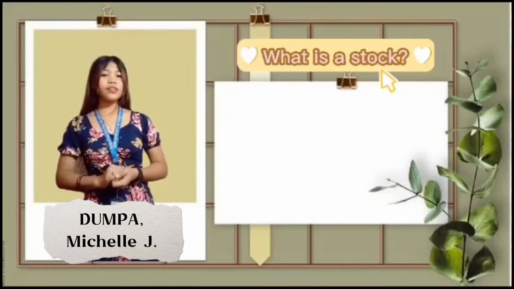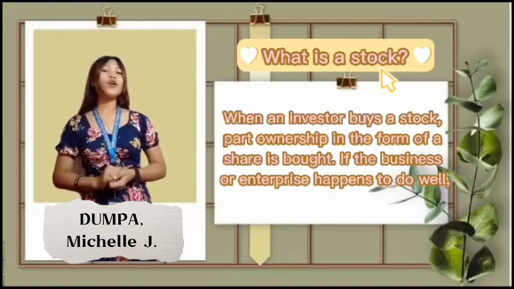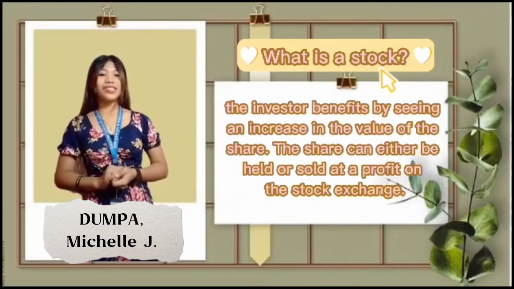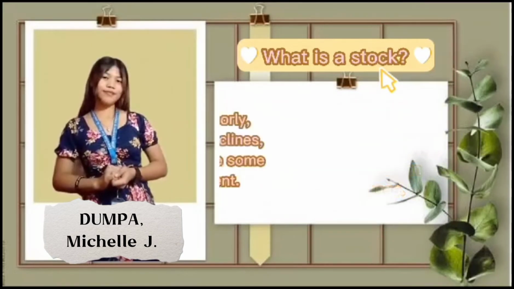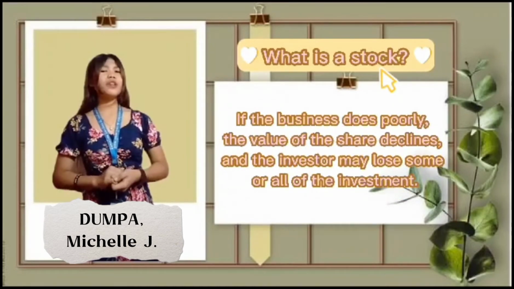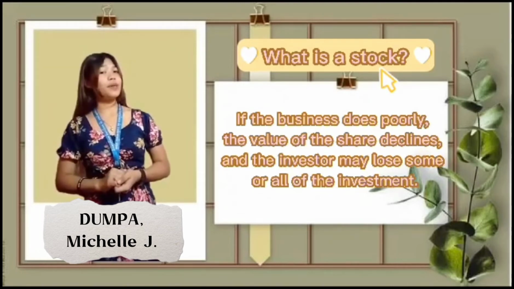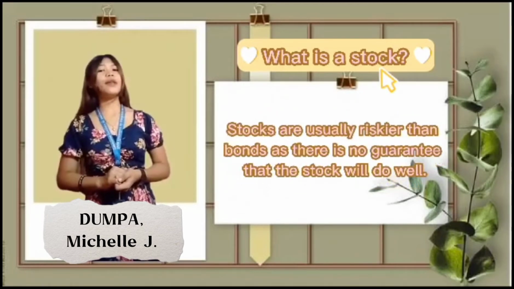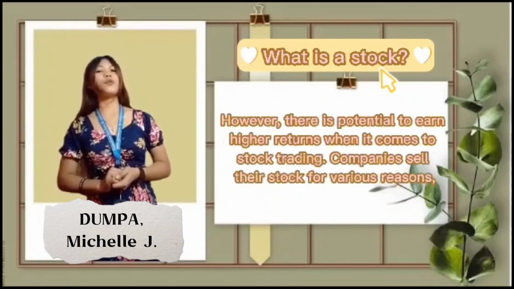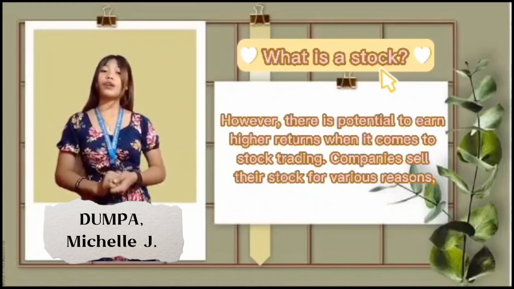So, what is a stock? When an investor buys a stock, part ownership in the form of a share is bought. If the business or enterprise happens to do well, the investor benefits by seeing an increase in the value of the share. The share can either be held or sold at a profit on the stock exchange. If the business does poorly, the value of the share declines, and the investor may lose some or all of the investment. Stocks are usually riskier than bonds, as there is no guarantee that the stock will do well. However, there is potential to earn higher returns when it comes to stock trading.